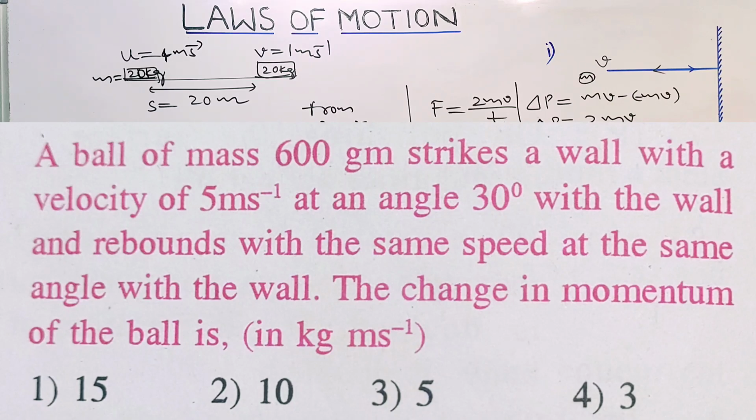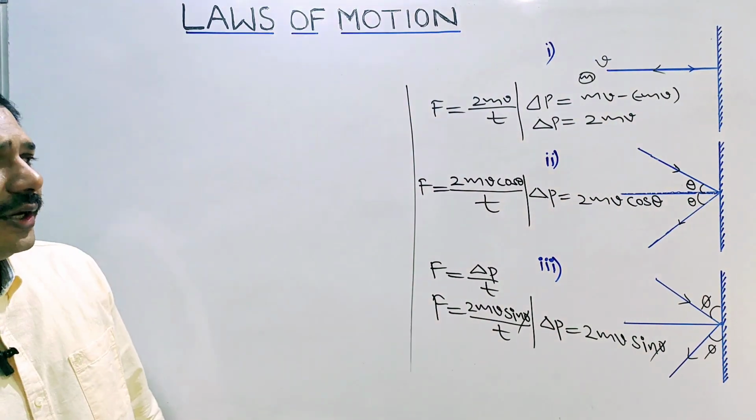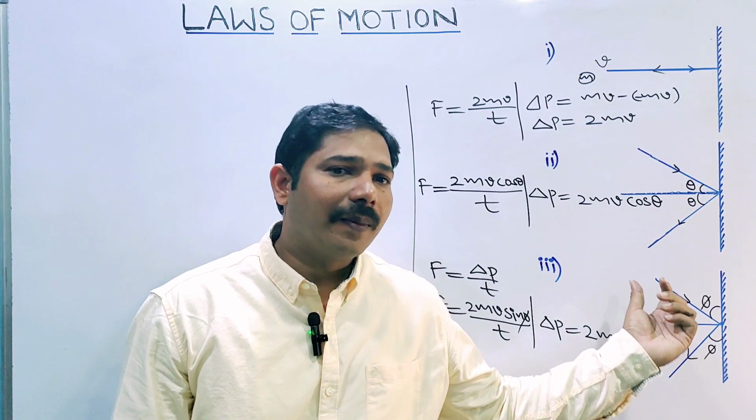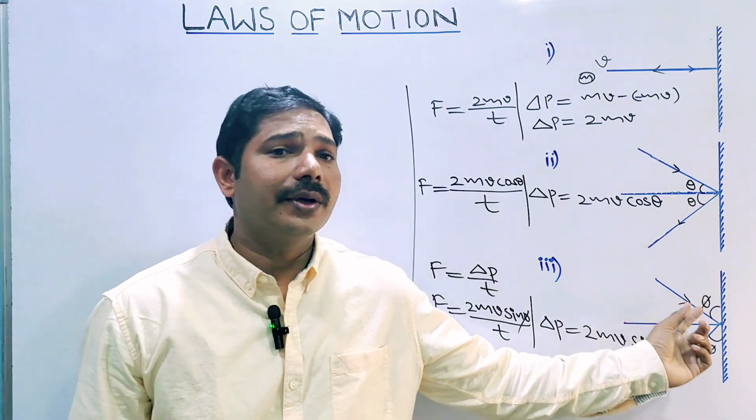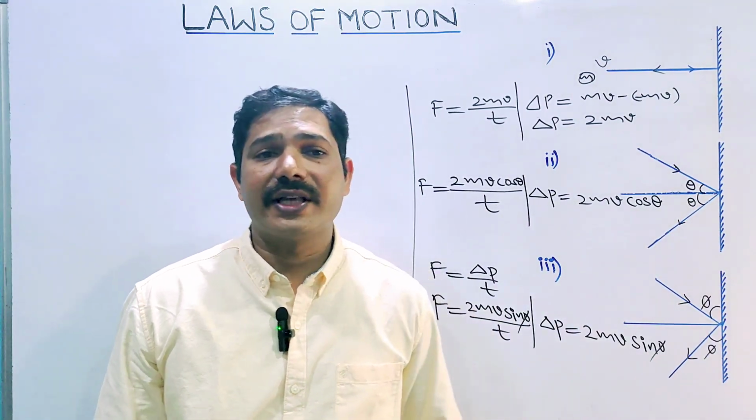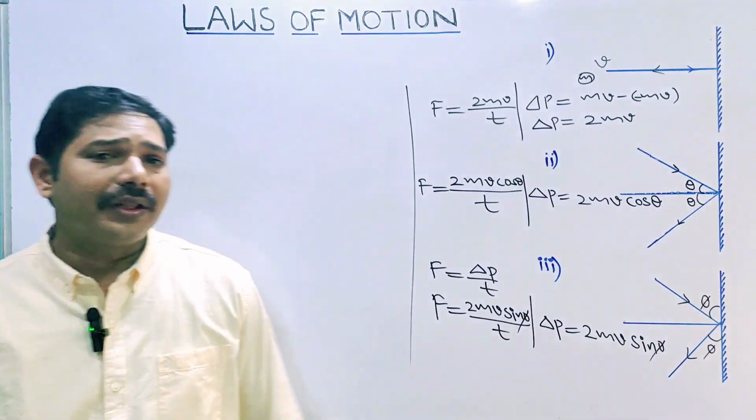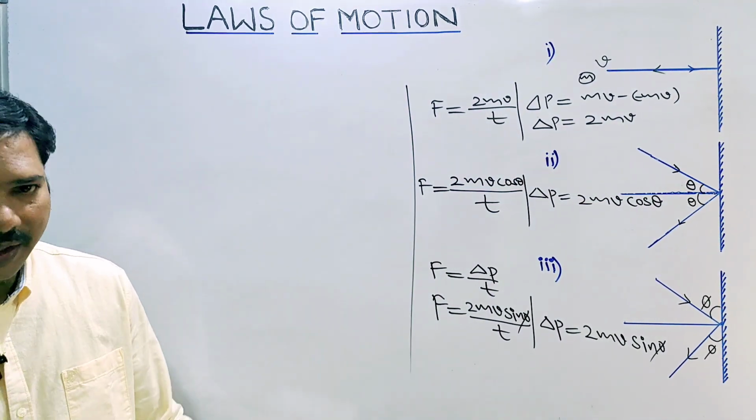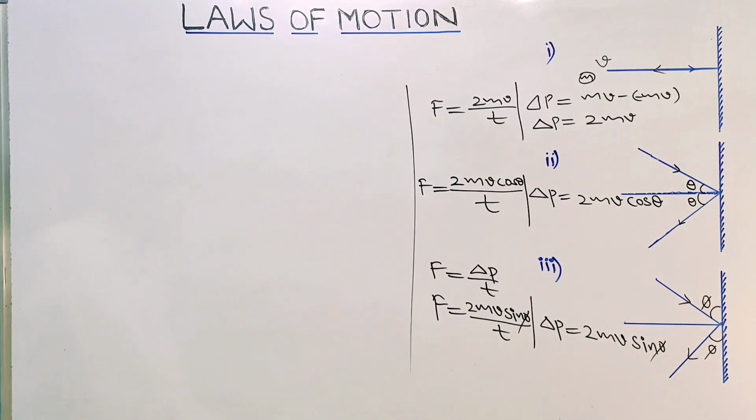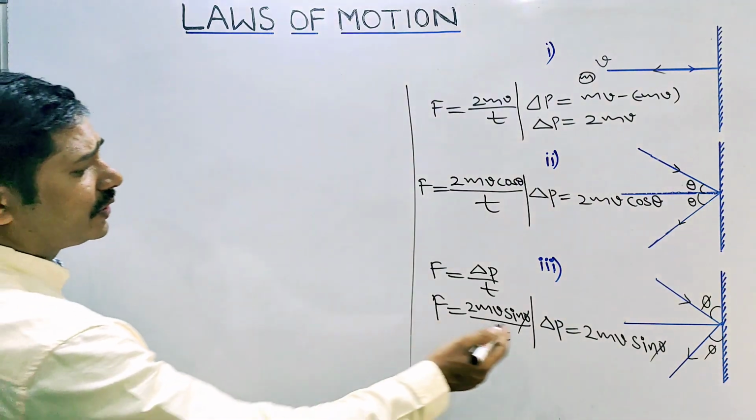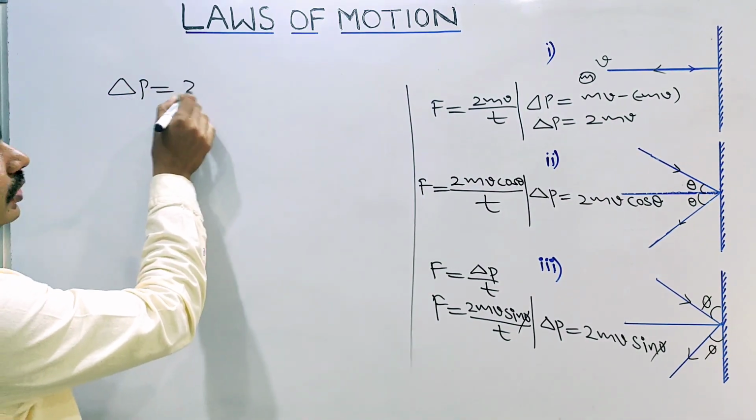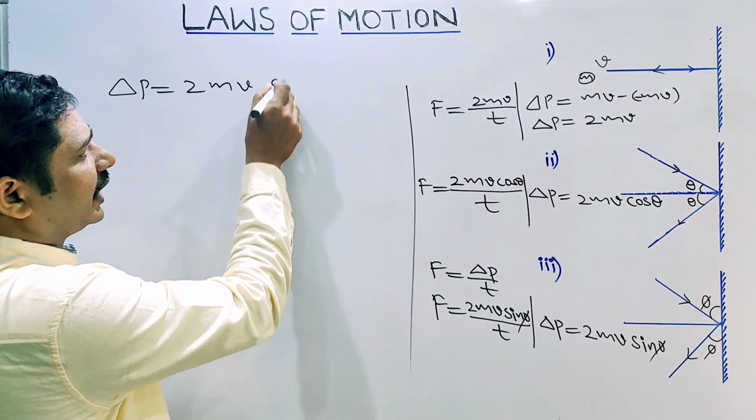Which case is suitable? Here the third case we can apply, where the ball makes an angle with the surface. They are asking for the change in momentum. For the change in momentum, what is the formula? Delta P equal to 2 mv sin theta.